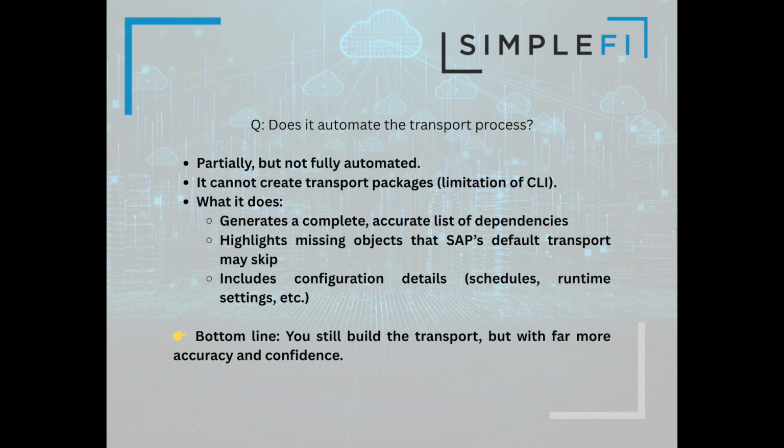So there's a question, will it help to automate the transport process? That is one part. What the command line interface as of today does not allow: we cannot create the transport package itself. What we do is we give you basically the list of objects that you should add to the package. And on top of that, we show you the configuration details, like a transformation flow, task chain schedule, because these items are not moving from your dev to QA system today.